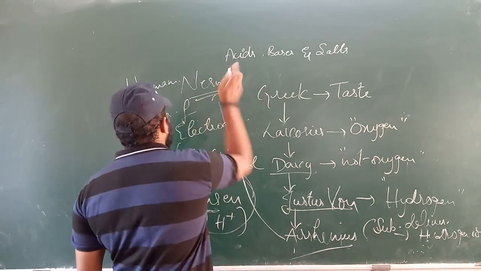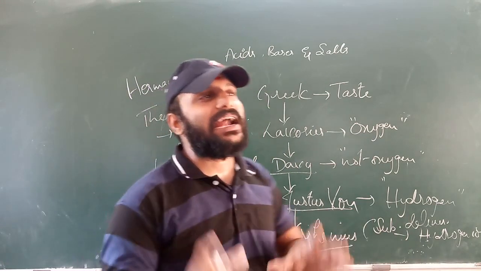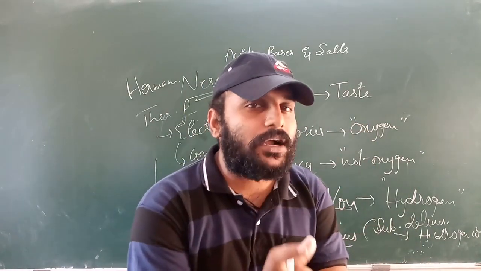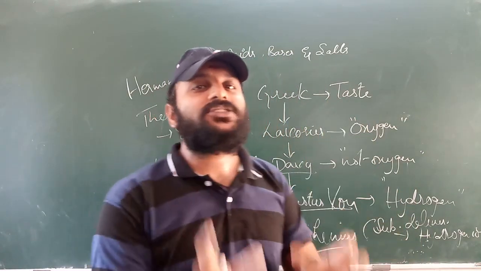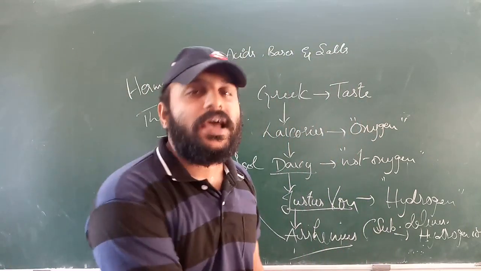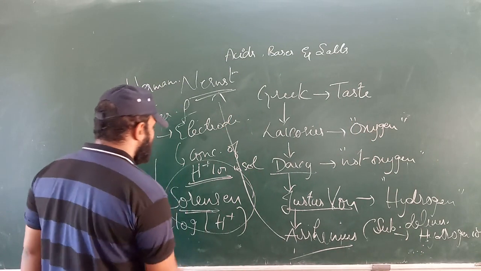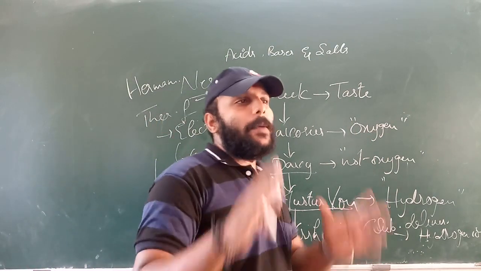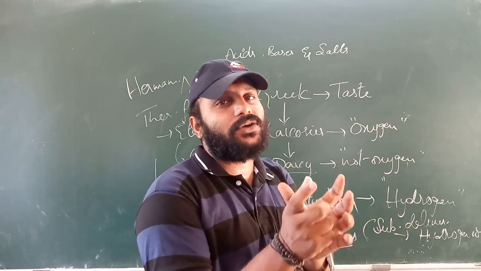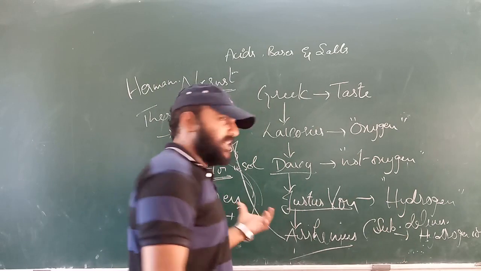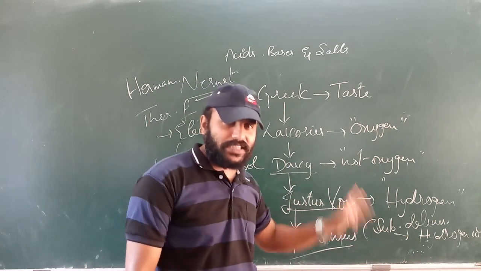Then comes Hermann Nernst. He gave a theoretical concept based on the use of electrodes: we can measure the concentration of hydronium ions in the solution and say whether the solution is acid or not. Next comes our important scientist, Sorensen. He explained the pH concept based on the negative log of hydronium ions. Understood the history of the pH scale?